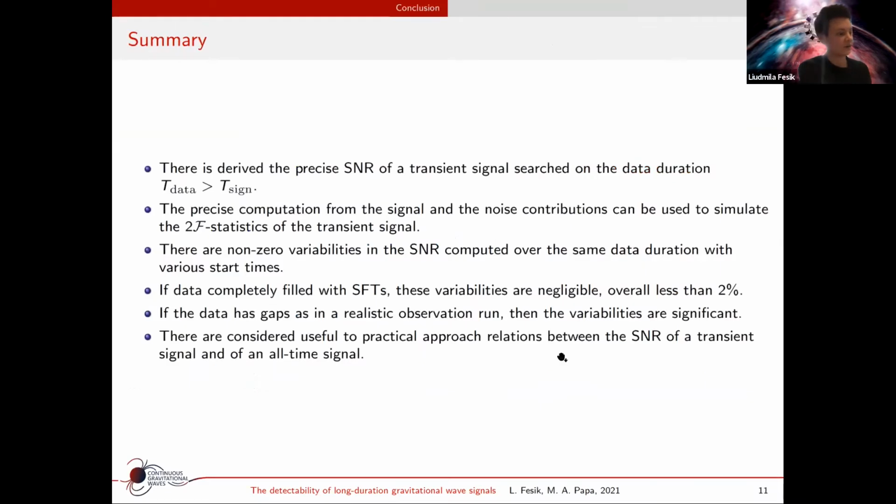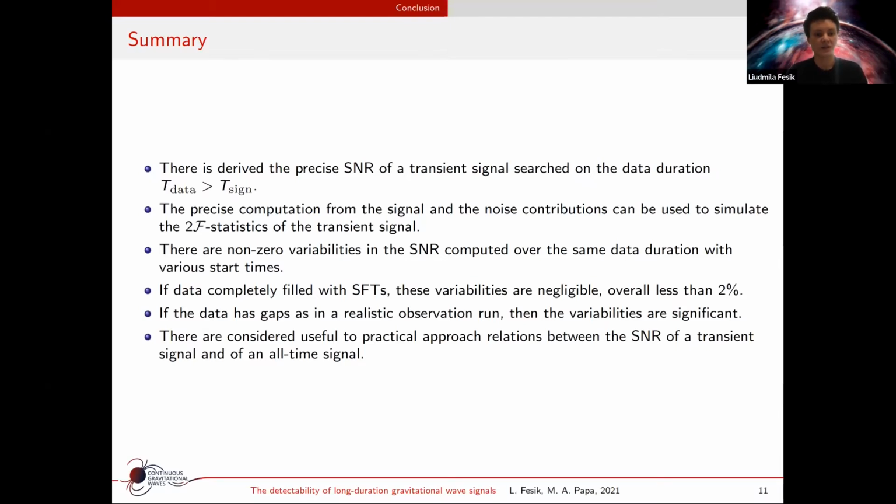So finally, if we summarize what has been done, we derived the precise form of the SNR that makes it possible to run simulations, as now we know what the signal contribution and the noise contribution are in the statistics of the transient. And we can simulate the 2F statistic of a transient signal instead of performing real searches each time. That can be important for detection efficiency.